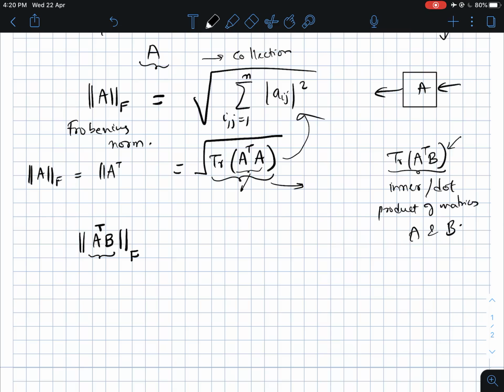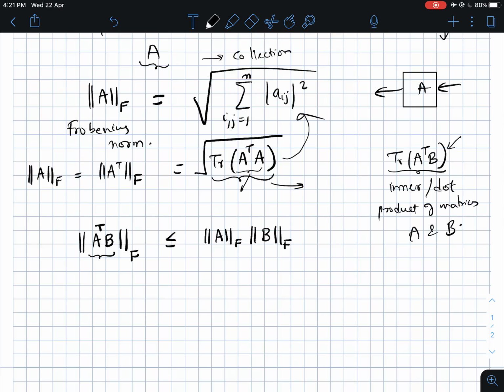By the way, the Frobenius norm of any matrix is the same as the Frobenius norm of the transpose of the matrix. That goes without saying. In fact, if you randomly permute the rows and columns, the Frobenius norm will not change. If you reorder the elements however you want, it will not change, of course. So the Frobenius norm of A transpose B, I'm going to claim, is less than or equal to the Frobenius norm of A multiplied with the Frobenius norm of B. You can easily see this.